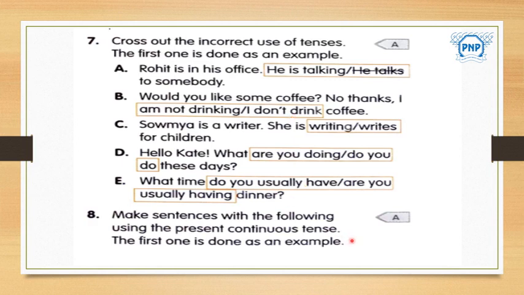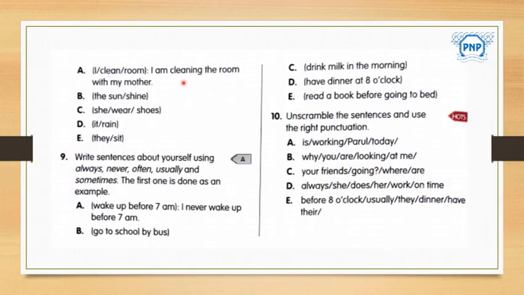Eighth one, make sentences with the following using the present continuous tense. The first one is done as an example. You have to just make present continuous sentences. I'm cleaning the room with my mother. Okay, the sun shine. You have to make your own sentence here with the help of these verbs, and you have to use the present continuous form. Like here, I clean room. I'm cleaning the room with my mother. Okay, so like that.